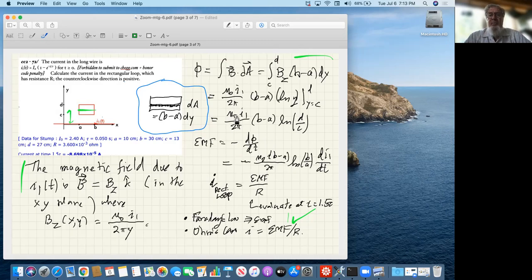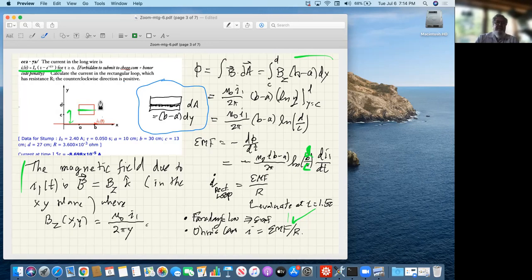So we have these constants, mu naught I1 over 2 pi. Well, no, I1 is not constant. I1 is given by this time dependence. So in fact, that's where the time dependence is. So when I differentiate with respect to t, I'm really differentiating I1. I have these constants, mu naught over 2 pi, b minus a, log of, this is wrong, log of d divided by c. So that's the log of this constant.